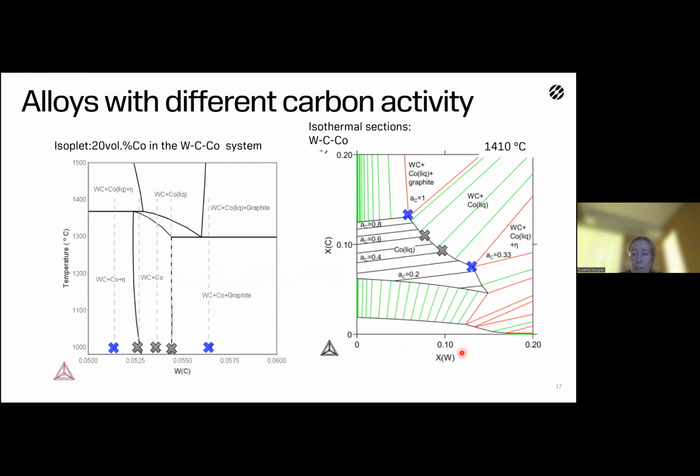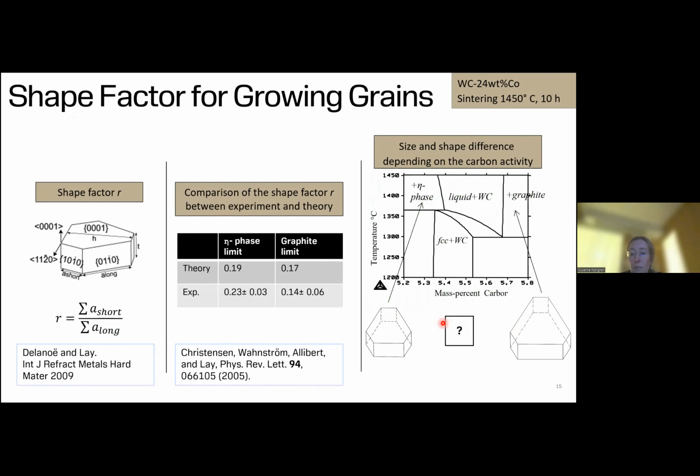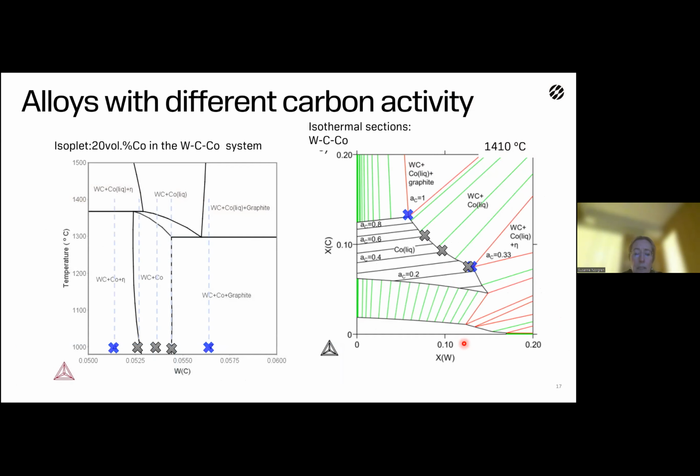However, the question is of course, how is it in between? Because this is in the extreme cases of eta phase limit and graphite limit. And in normal production material, we would like to be in between. So then we started to do an investigation about that.